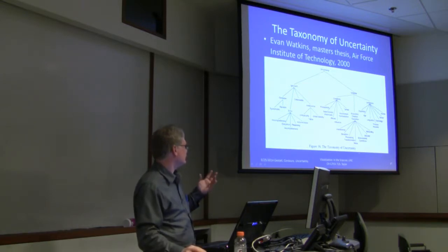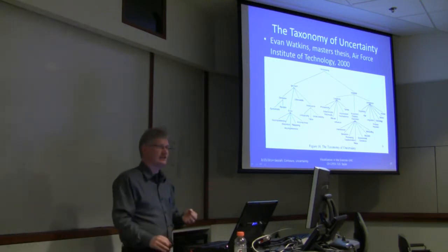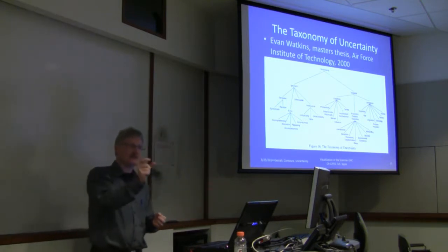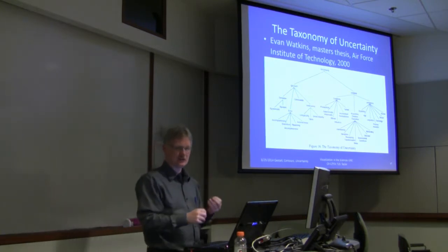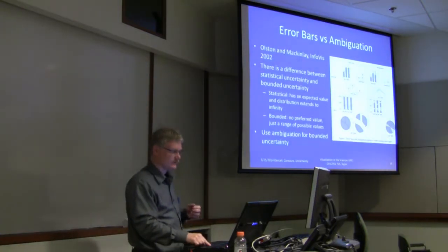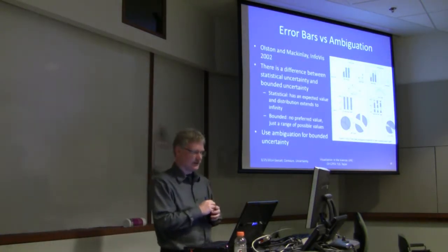Mostly, this is a useful way to think about these. But in the end, most of the visualization techniques I'm going to talk about boil down to this: if you can give me a numerical description of the uncertainty, then we can do something in our display techniques. And so there's a question about error bars versus ambiguation.